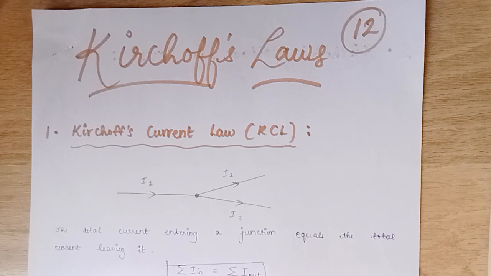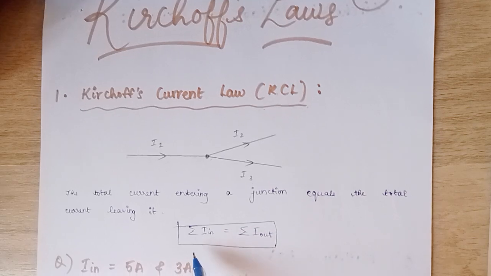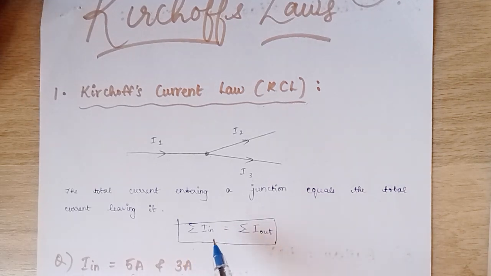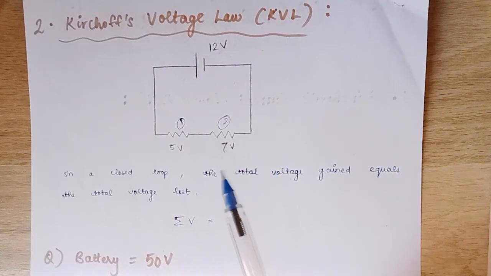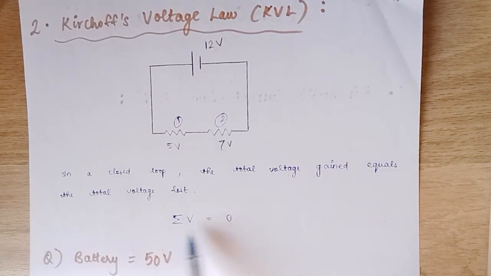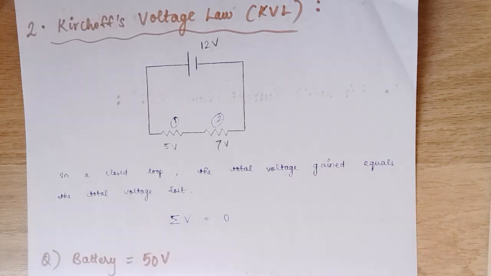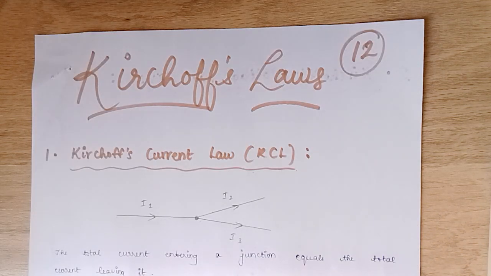So this is all about Kirchhoff's laws and how you can do the questions related to them. And remember, when Kirchhoff's current law is given, the sigma of the I that enters is equal to the sigma of the I that exits. And when KVL is given, the total voltage that is being used up or given is equal to 0. And that is the end of Kirchhoff's laws.